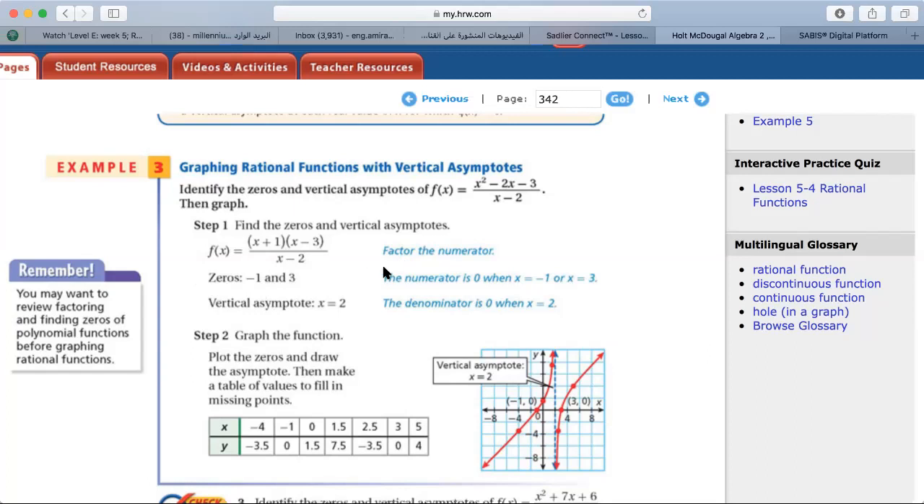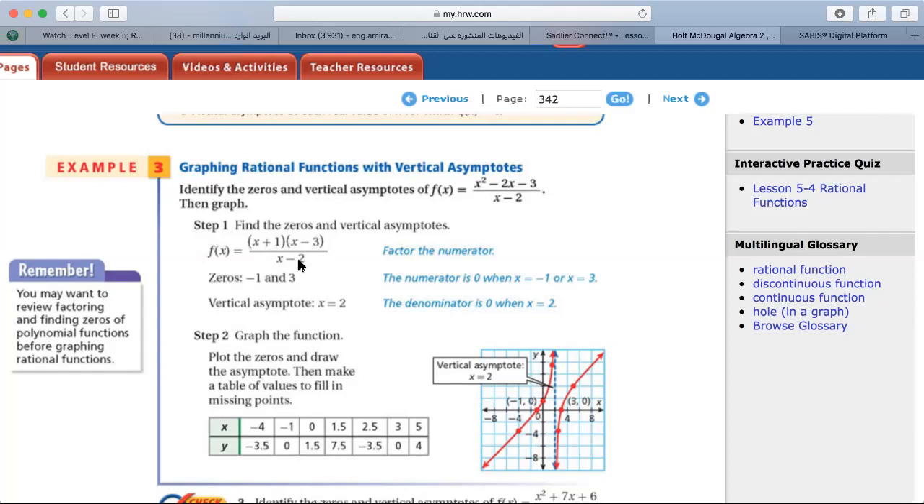Then find the zeros. The numerator is 0 when x is equal to -1 or x is equal to 3. If I make the numerator equal to 0, for which values will it be 0? If x is equal to -1, then -1 plus 1 is 0, and 0 multiplied by anything is 0, so the numerator will be 0. Or if x is equal to 3, because 3 minus 3 equals 0, and 0 multiplied by anything is 0. The vertical asymptote is the opposite of the sign here, -2, which is 2.